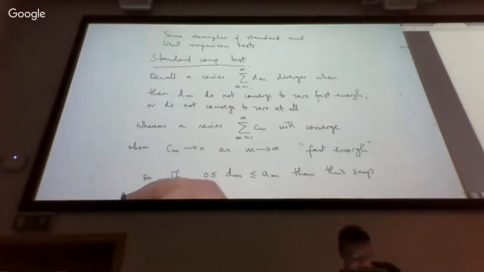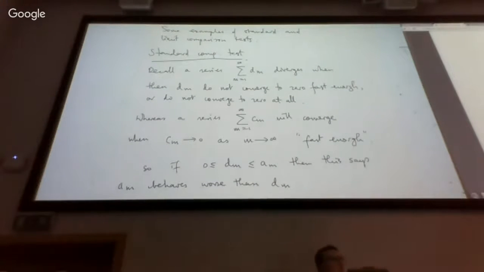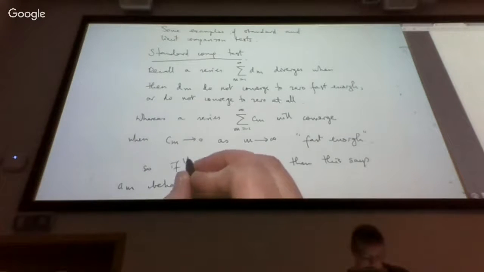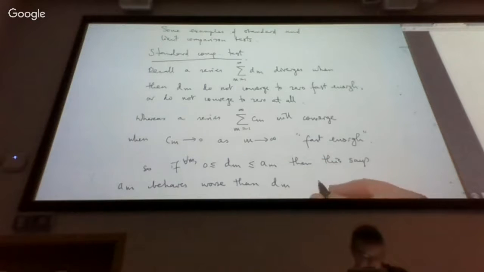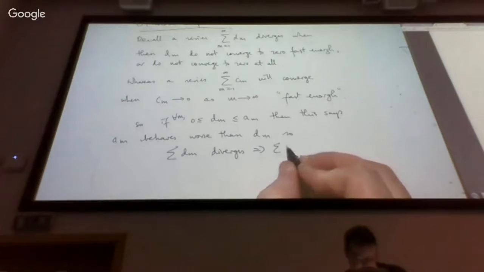then this says that the a_m behave worse than, or no better than, the d_m. Bigger than the d_m. Things being big leads to divergence. So if the sum of d_m diverges and you have an inequality like this for all m, then this says the a_m behaves worse than d_m, so if the sum of d_m diverges, that will imply that the sum of a_m diverges also.